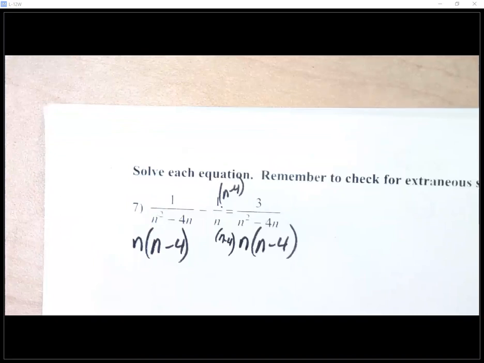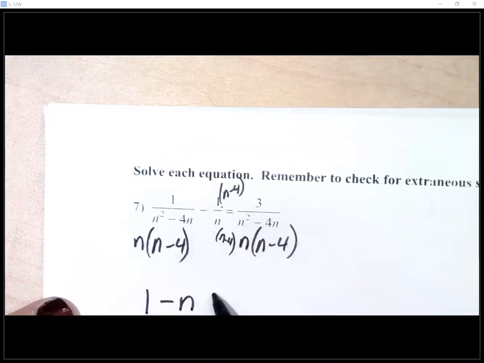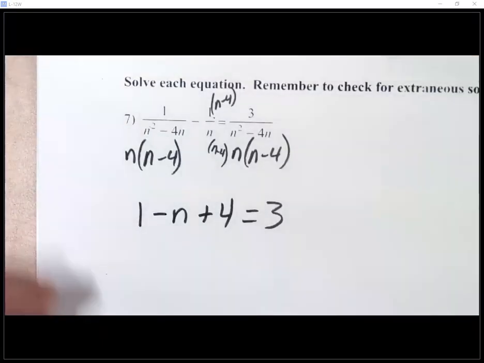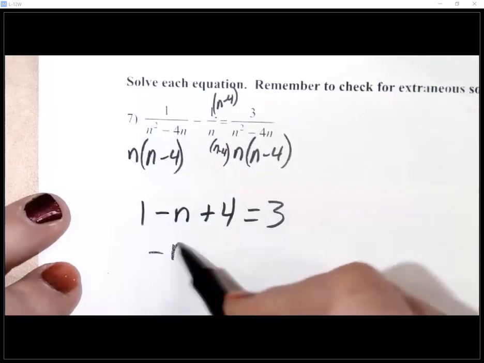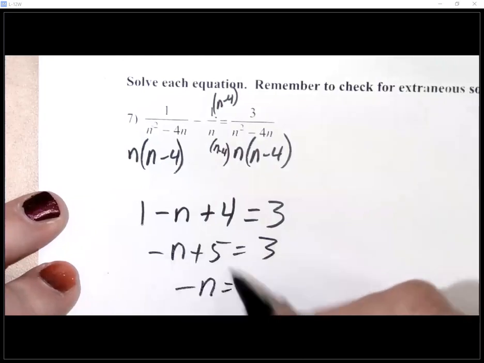So watch: 1, but you have to subtract all of this, so it's minus n plus 4 equals 3. So important. You've got to be so careful with subtraction. And now I just solve this equation, easy peasy. So that's negative n plus 5 equals 3. That'll be negative n equals negative 2. I get n is 2.